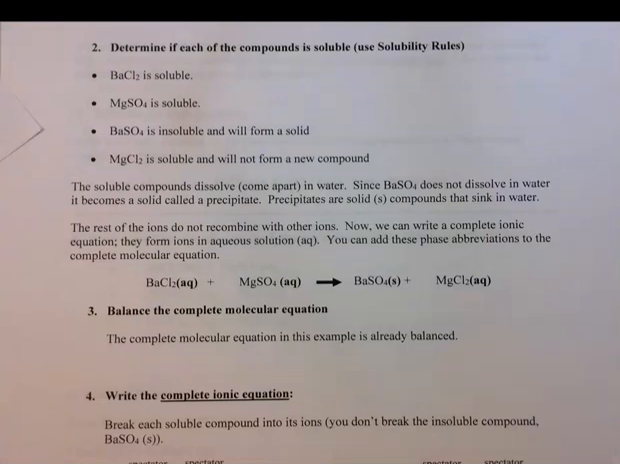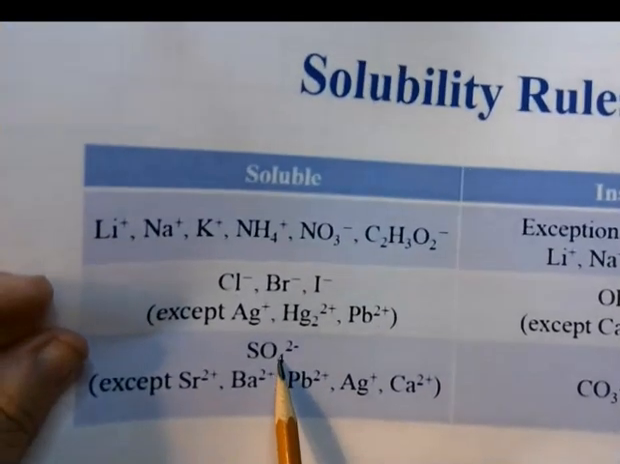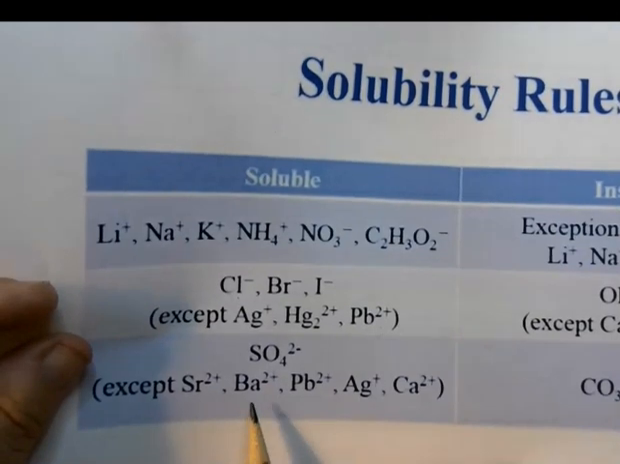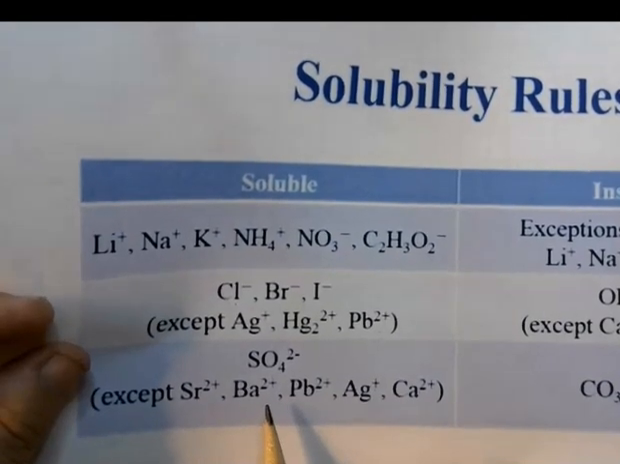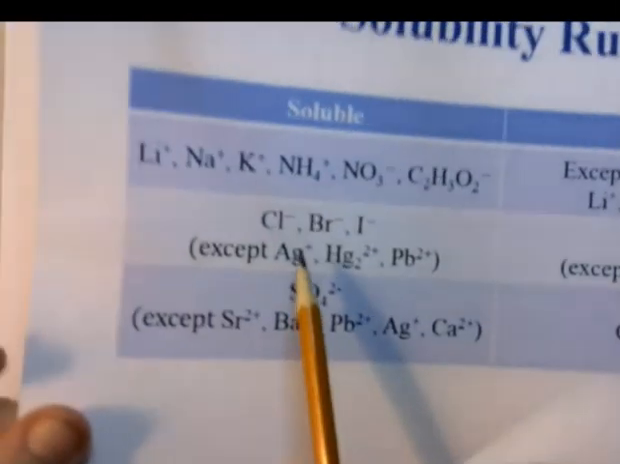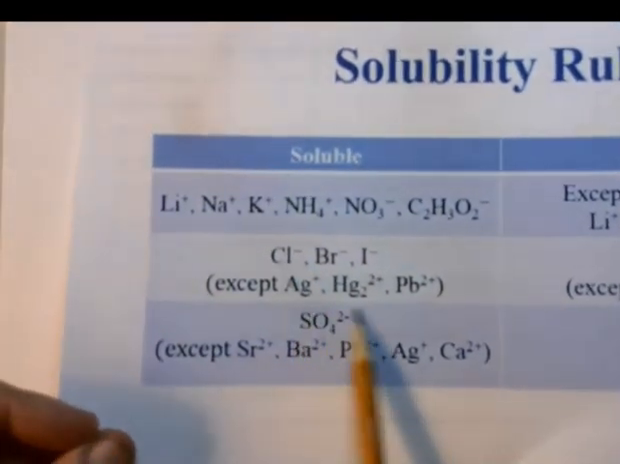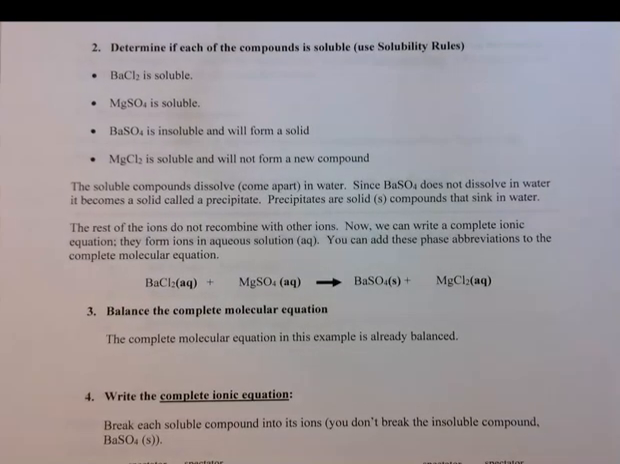Now we go over to the product side, and we have barium sulfate. So we come over here, and sulfate is soluble except with these 5 ions. Barium is one of those, so that means that compound is insoluble. It will come together in water and it will stay together, and that makes it a precipitate. Finally, magnesium chloride is the last one. Again, we have chloride here. Magnesium is not one of the exceptions, so therefore magnesium chloride is soluble and will not form a new compound.